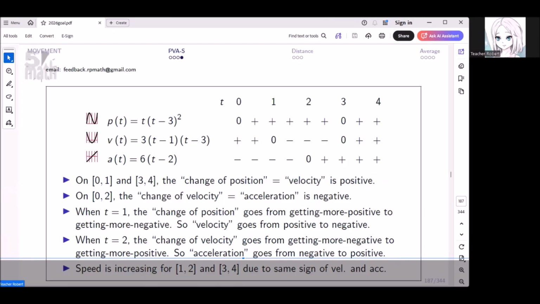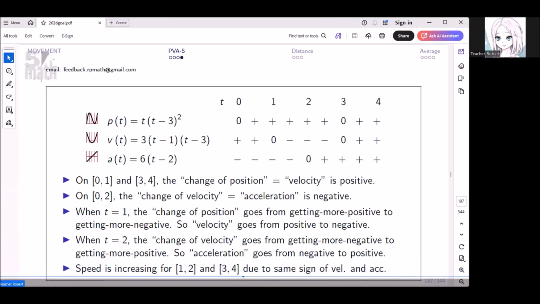When t equals 2, the change of velocity goes from getting more negative to getting more positive, so acceleration goes from negative to positive. Speed is increasing for 1 to 2 and 3 to 4 due to same sign of velocity and acceleration.